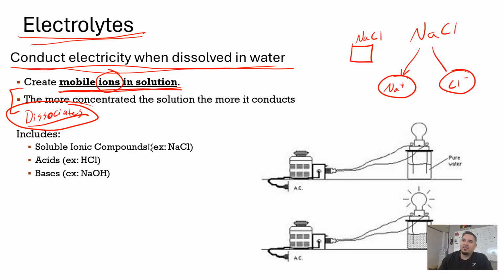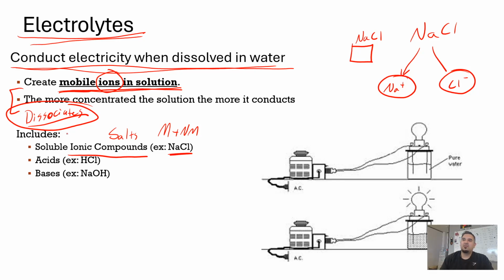All right, so let's go ahead and keep going. So the first thing that falls under the category of an electrolyte are going to be soluble ionic compounds, which are things like sodium chloride. Ionic compounds, another term we use for them is salts. And what are salts? That's just going to be when a metal is bonded with a nonmetal. So an ionic compound is going to be a metal bonded to a nonmetal, also referred to as a salt. And those are things that dissociate when you put them in water, and they will conduct electricity.